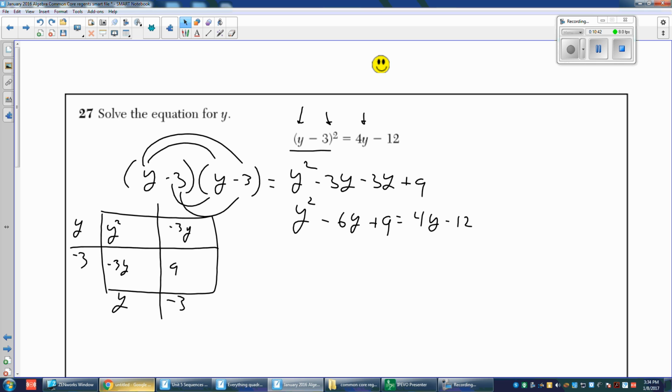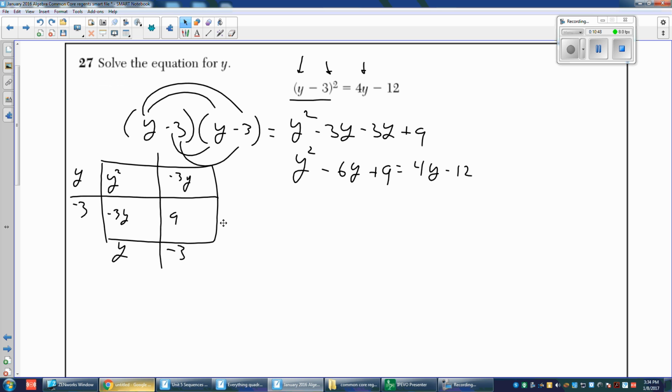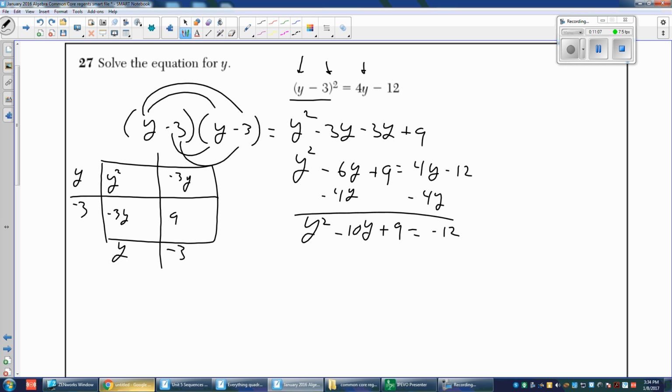So we have to solve for y. Now, that means get all the y's on one side, but not everything else on the other, because this is going to turn out to be something with an exponent of 2. So I'm going to subtract the 4y. y squared minus 10y, yes, negative 6 minus 4 is negative 10, plus 9 equals negative 12. Now we may want to complete the square here, but let's check it out first. y squared minus 10y plus 21 equals 0. What do I mean? Check it out first.